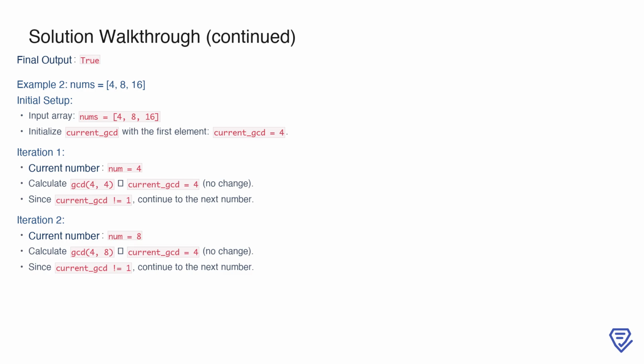Moving to the next example, the input array is nums equals 4, 8, 16. Again, we initialize current_GCD to the first element, which is 4.